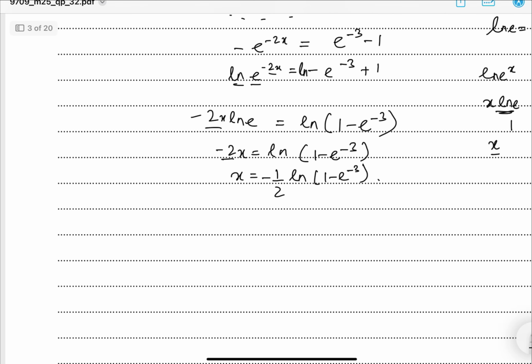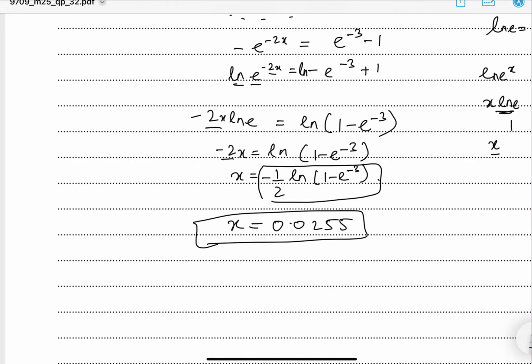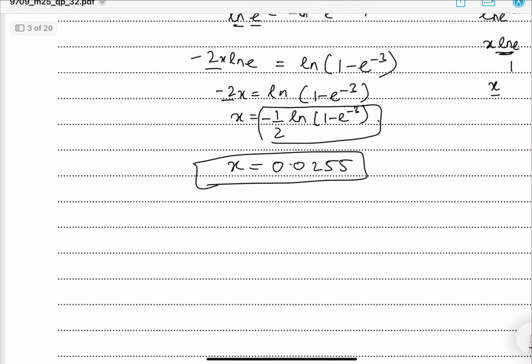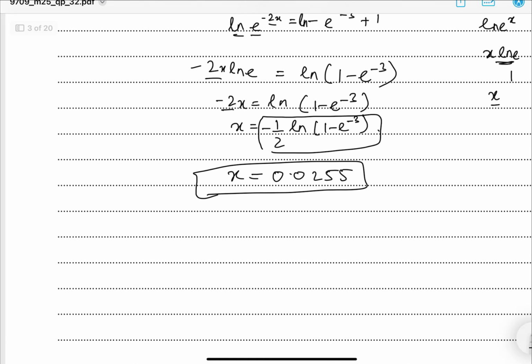There you got it, learners. You have your calculator with you. Put this in your calculator and you will get the answer as 0.0255. Show me a double thumbs if you got this one. Double thumbs up. Very good. Let us move on to the next question.